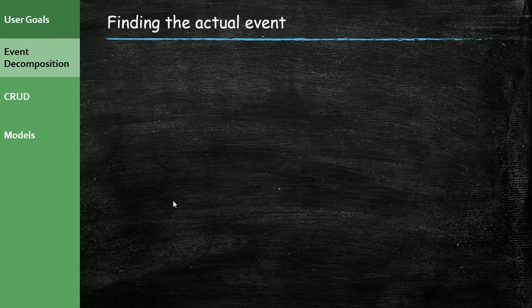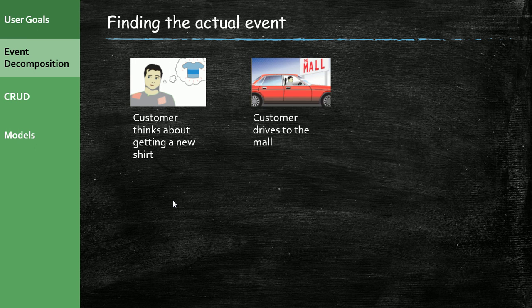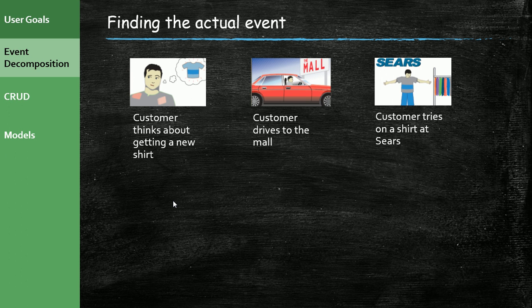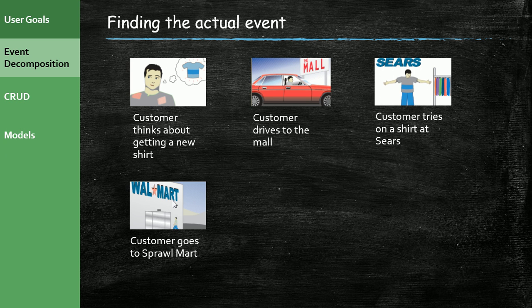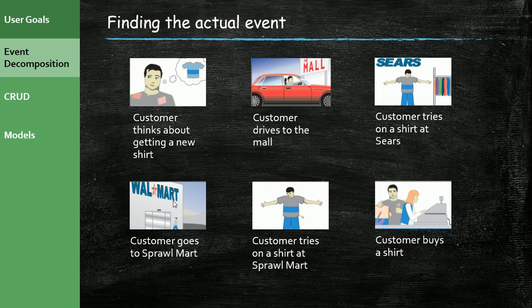Well, if you're talking to a user, they might tell you that the customer thinks about getting a new shirt. And then they drive to the mall. And when they get to the mall, they go to Sears and they try on a shirt. And then they might go to Walmart, which is us, and try on the shirt there and then decide to buy it. So they buy the shirt. If somebody gave you this chain of events, all of this stuff that they talk about, these are all important things to most people who run a business, right?